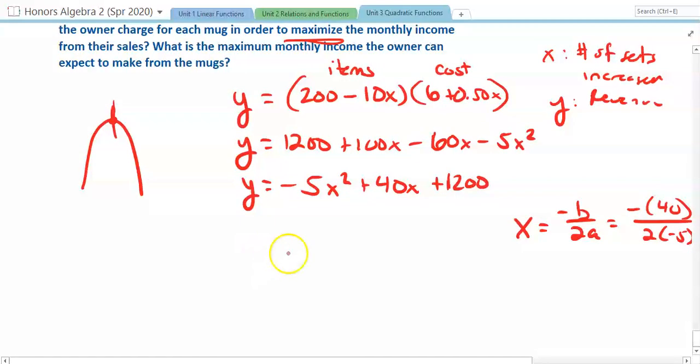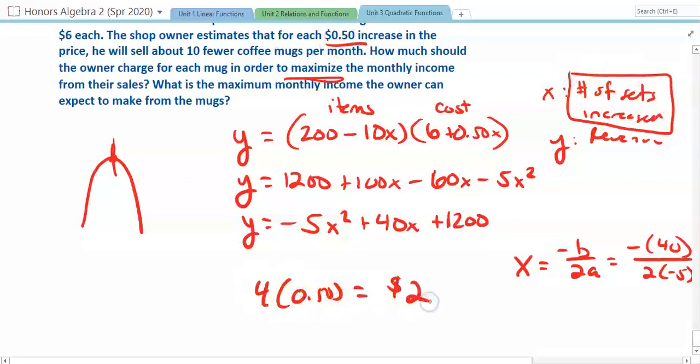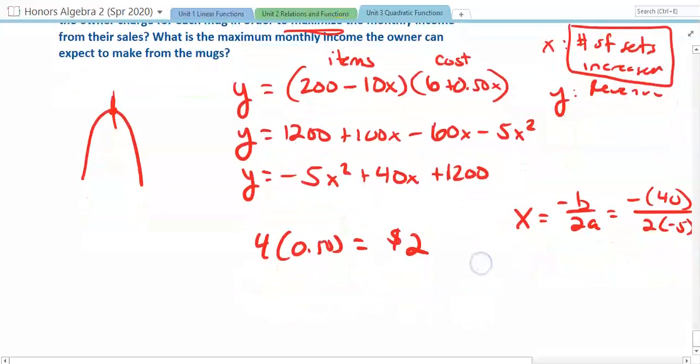And so that means, going back to our problem, how much should the owner charge for each mug to maximize? Well, we got that x was 4, and 4 is the number of times we're going to increase, and so 4 times the 50 cents gives a $2 increase. And so that's the answer to the first question. And the second question is, what is the maximum monthly income the owner can expect to make from these mugs?